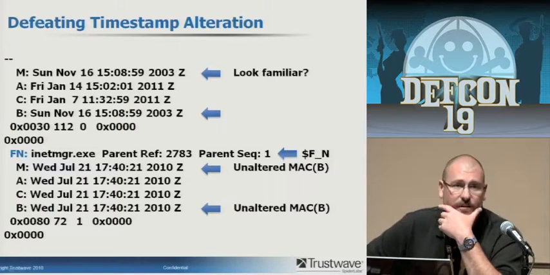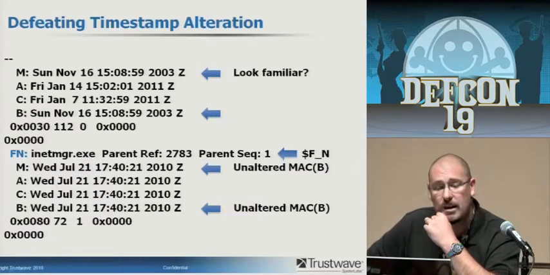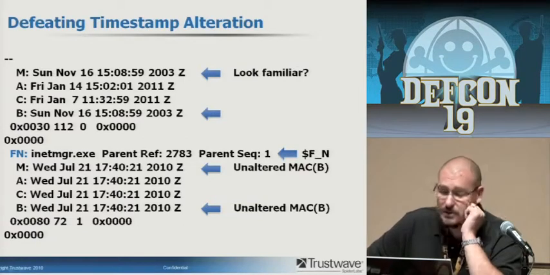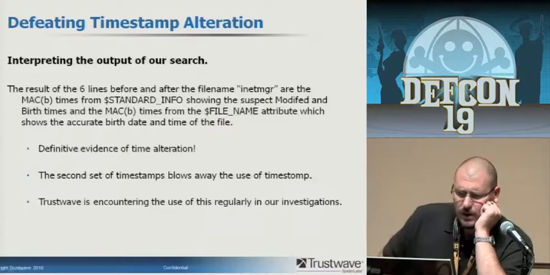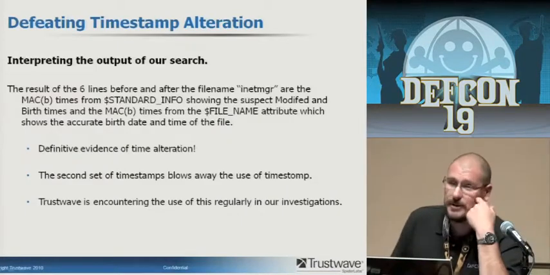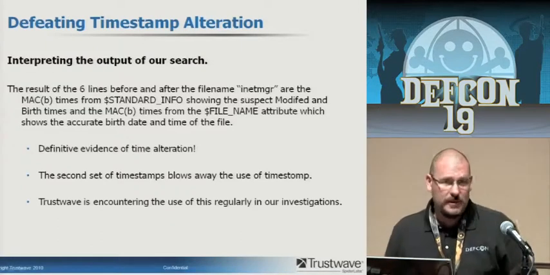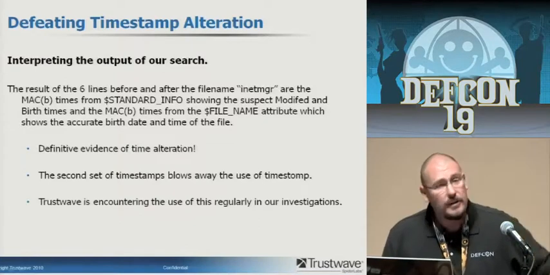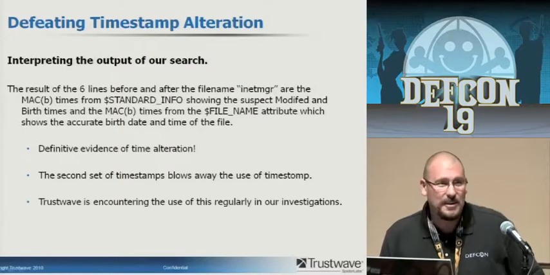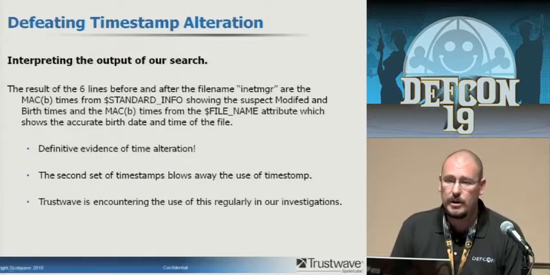Standard info, which can be modified. You've got 2 timestamps that have been dumped back to November 16th, 2003. That same set of file timestamps from the file name attribute shows the actual time that this file was created and modified, which is July 21st, 2010. So I just told you everything that's on this slide, so I'm just going to skip it, except that you see there that there's definitive evidence of timestamp alteration, right? I mean, you've got a set of timestamps that are obviously right. They fit your timeline, and the other set just flat doesn't. So this is definitive evidence of time alteration, and we're actually seeing this a lot.